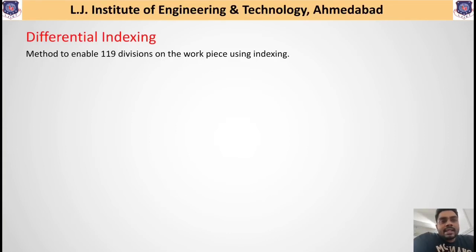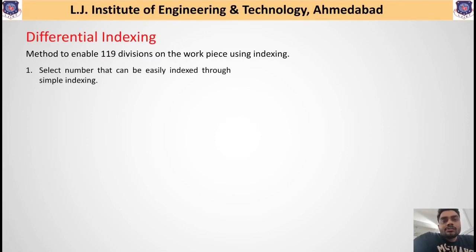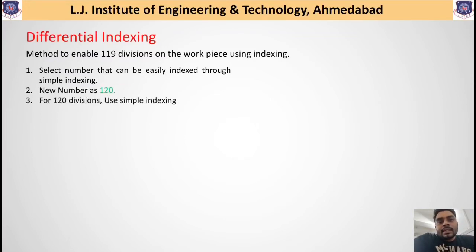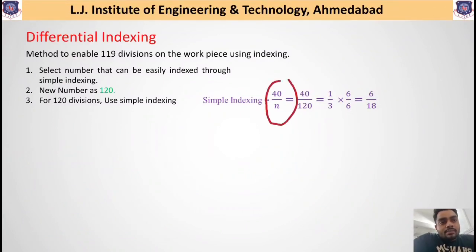Now the next step is to select the nearest number, and the nearest multiple of 10 to 119 is 120. The next step is to use the equation of simple indexing, that is 40 divided by n, and you will get the final answer, that is 6 divided by 18.